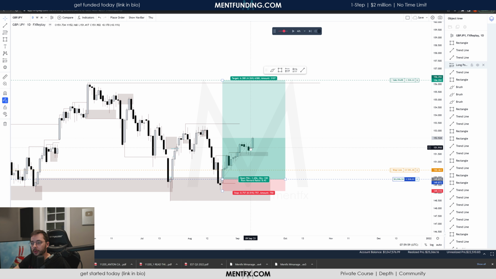But that's another triple M. That would have been a fine entry right there. You can see that would have been the first burst, and you'd be looking for one or two more candles there if you wanted to keep following that.